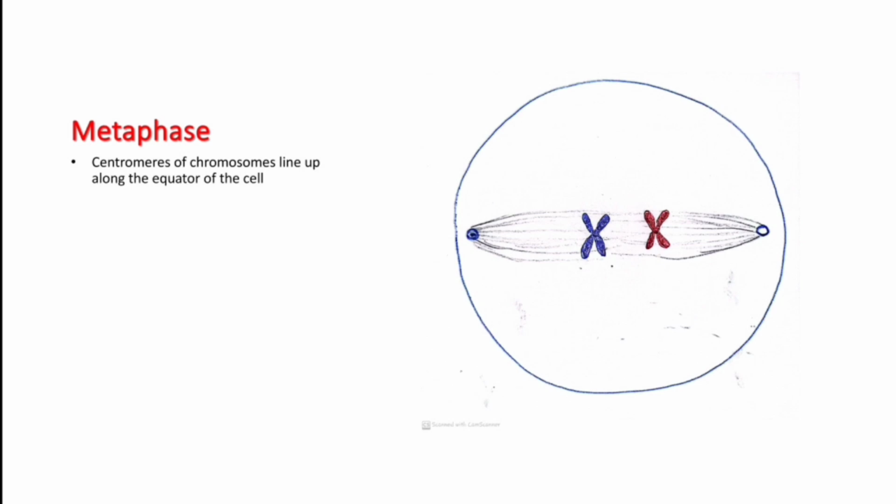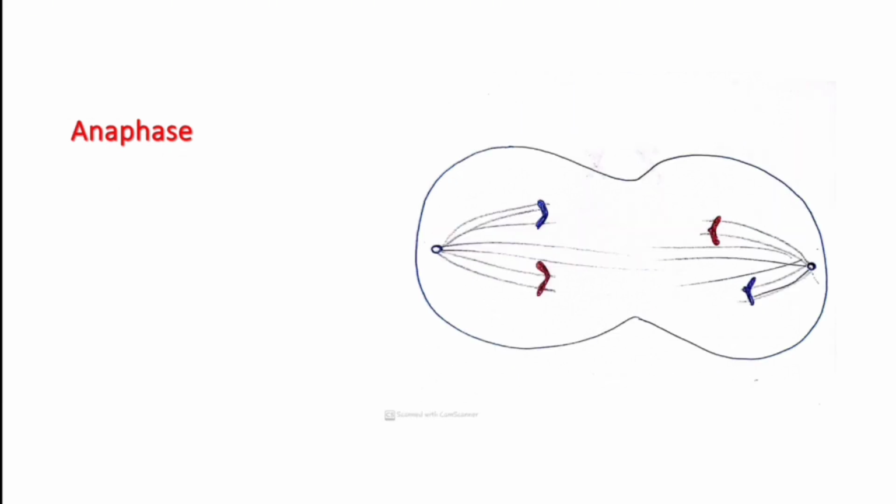If you're not okay with saying centromeres of the chromosomes line up at the center, you can also say chromosomes line up along the equator of the cell, as you can see. And then what else happens? Spindle fibers from the centrioles attach themselves to the centromeres of the chromosomes. The spindle fibers will continue growing, extending until they attach themselves to the chromosomes. That's what happens during metaphase, which is the second stage of mitosis.